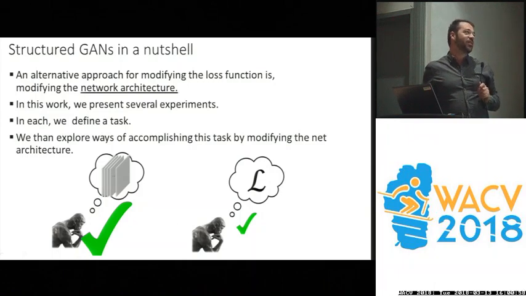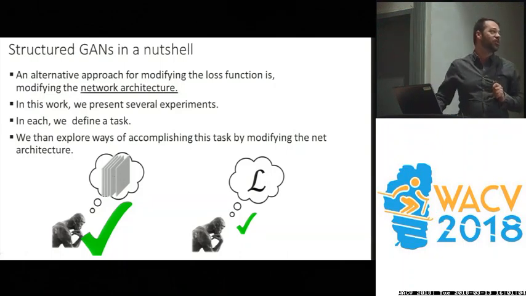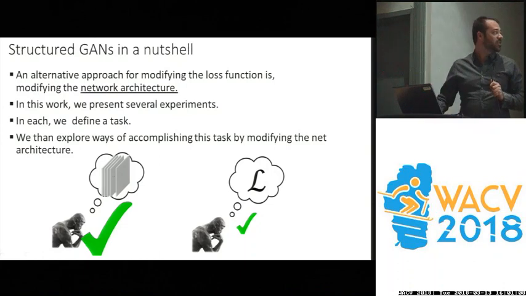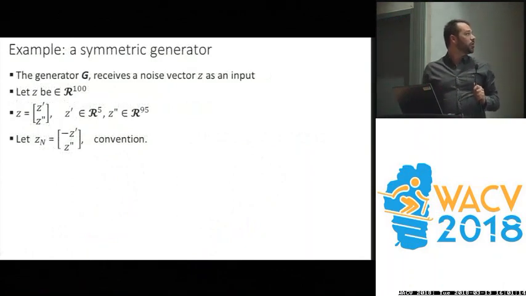In this work, we present several experiments. In each, we define a task. We then explore ways of accomplishing the task by modifying the network architecture. Among our experiments are texture synthesis and tiling. We would like to create.